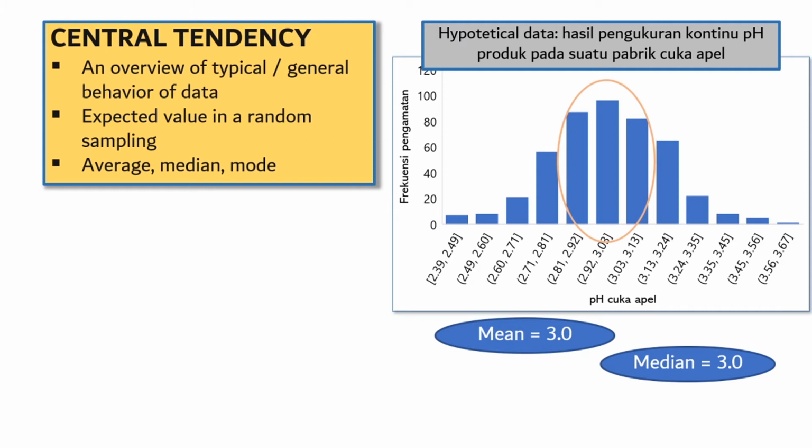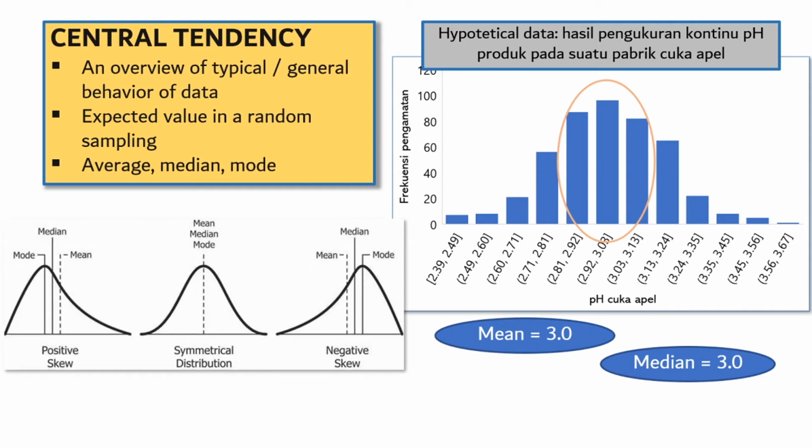The mean, median, and mode are not always the same, depending on the symmetry of the data distribution, as shown in the figure on the left.